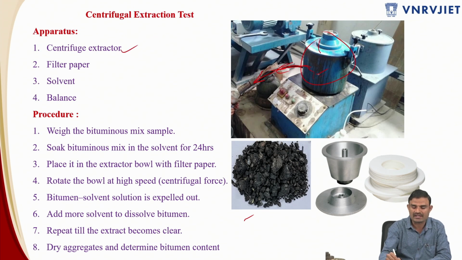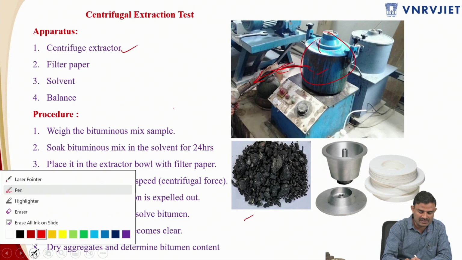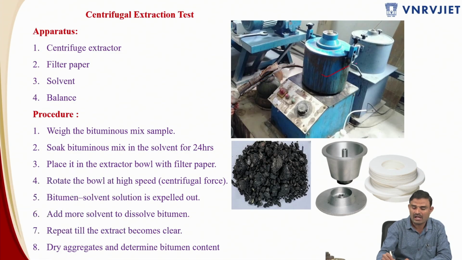So there is a centrifugal extractor over here. The entire drum is nothing but the centrifugal extractor, and there is a filter paper which is covered on the top of this lid like this. You place the filter paper after transferring the bituminous mixture along with the solvent, and then you place this lid on the top, provide the knob, and tighten the knob. This entire setup is shifted to this cylindrical drum, where the bowl will be rotating around the cylindrical shaft and subjected to centrifugal force.